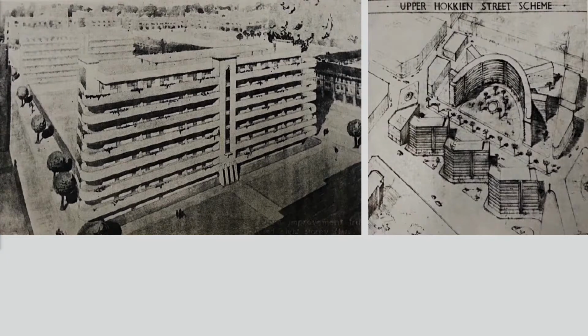And they also ventured into really very speculative kind of housing, like this one here, or this one in Hokkien Street. It's a wonderful kind of Corbusian vision. These two were not built.